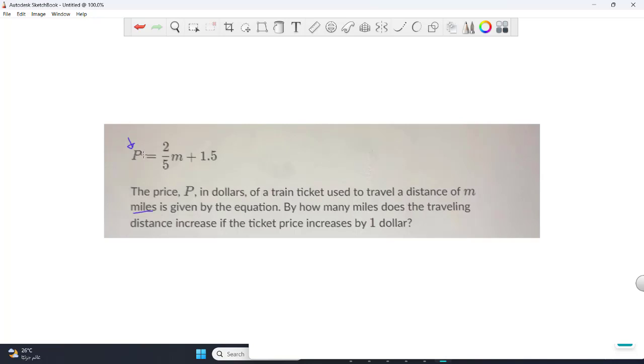But what if in this case, P increases by 1? So you need to find the linear relation of m in terms of P. You can say (2/5)m = P - 1.5, and then you multiply by 5 in the numerator and 2 in the denominator, or you can divide by 2 over 5. You will get m = (5/2)P - 7.5/2. So the answer of this exercise will be 5 over 2, and that's it.